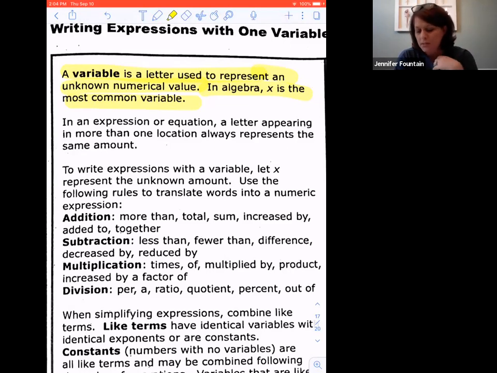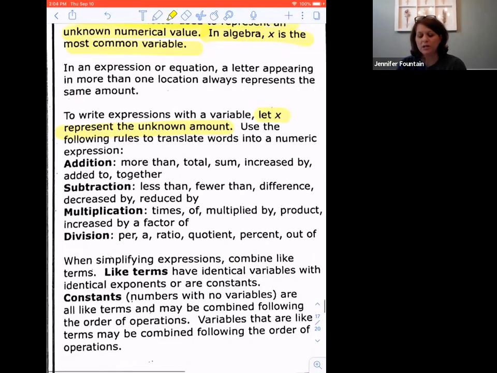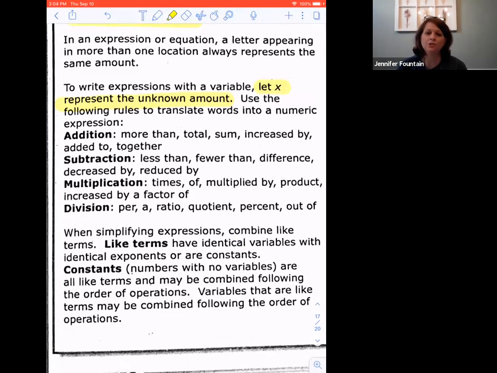Okay, so it says to write expressions with a variable, let x represent the unknown amount. And it says to use the following rules to translate words into numeric expressions. So what we're going to be working on is we're going to have some words that we have to translate into numbers and symbols based on addition, subtraction, multiplication, and division.